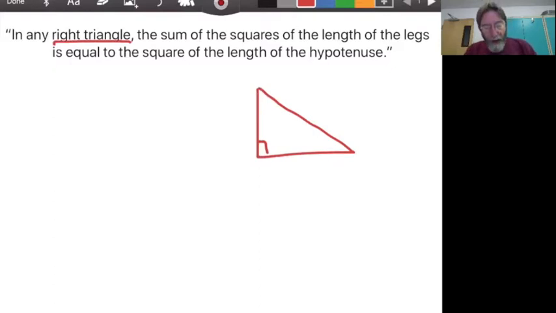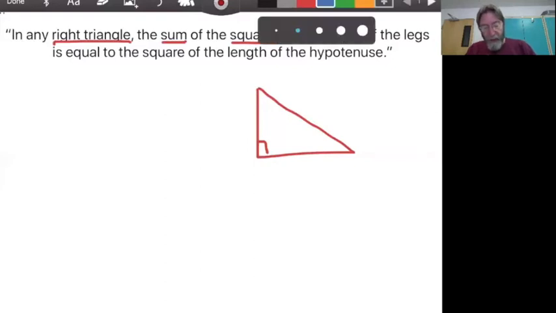Sum means we're going to be adding some things out here. Squares means that we're going to be raising to the second power. But it's saying we're squaring the lengths of the legs. Well, we have to understand what's going on here. This triangle has three different sides.